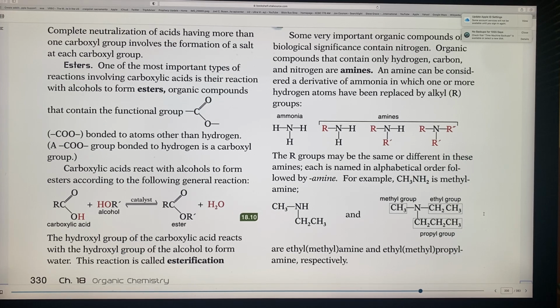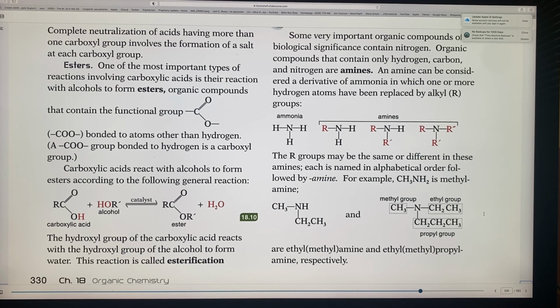And so COOH is a group bonded as a carboxyl group there. Okay, here we have a picture of it. Carboxylic acid, alcohol, catalyst, and then the hydroxyl group of the carboxylic acid reacts with this hydroxyl group of alcohol to form water, and this is called esterification.